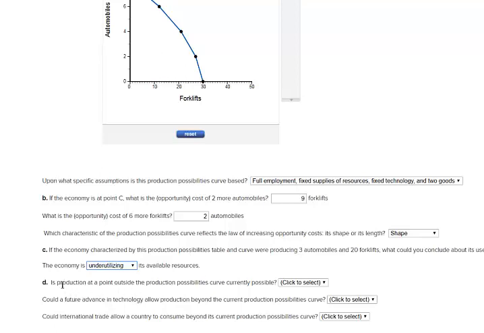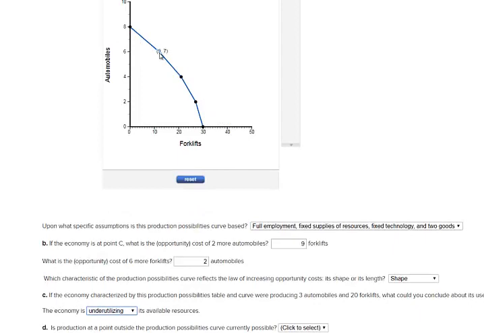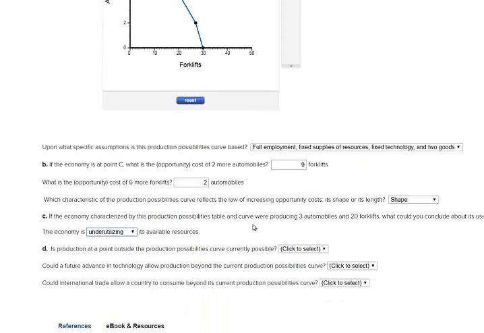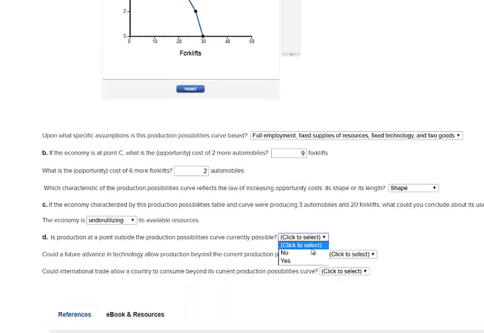D, is production at a point outside the curve currently possible? So if we can produce along the blue curve with full use of our resources, can we produce out here? The answer is no. Why? The answer is because we do not have enough resources.